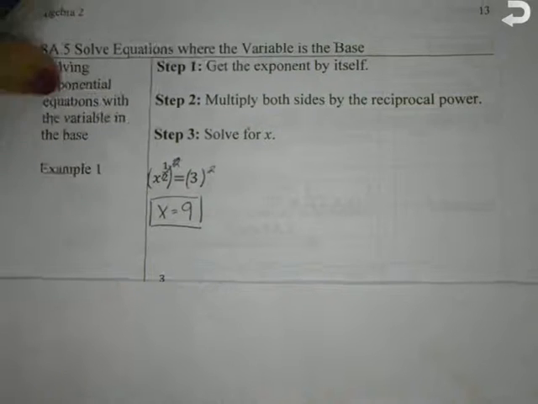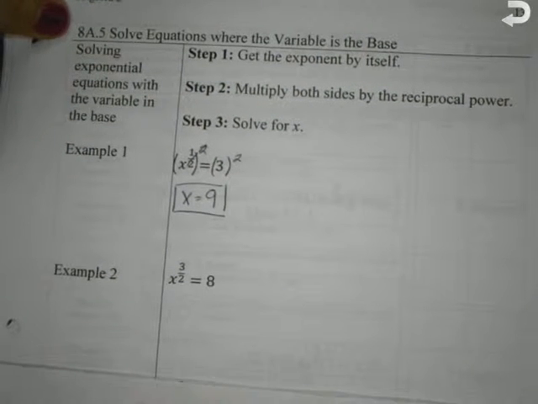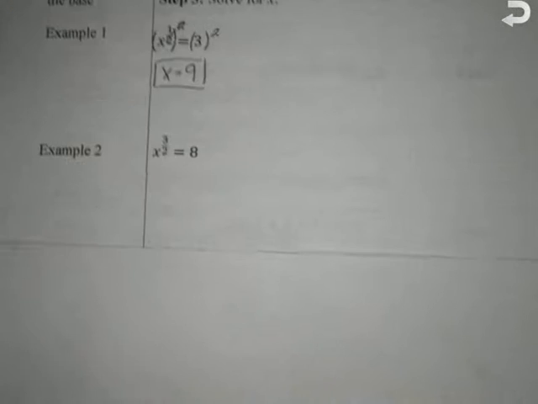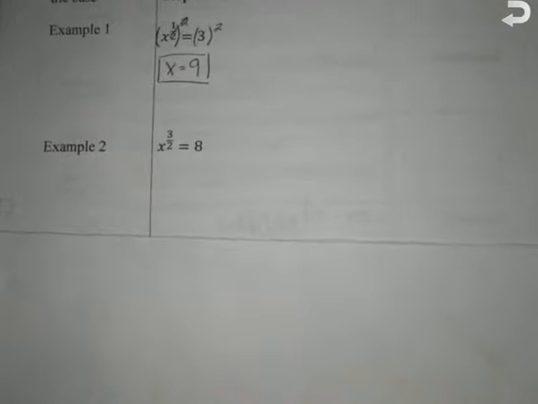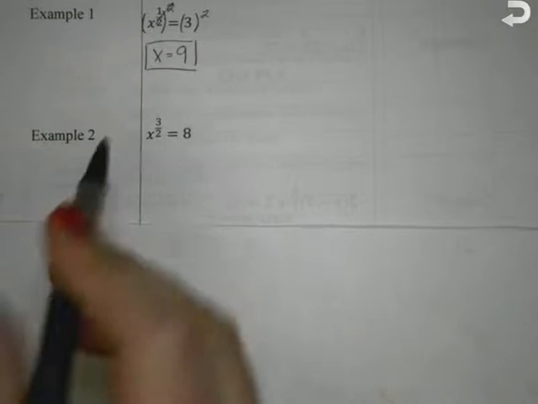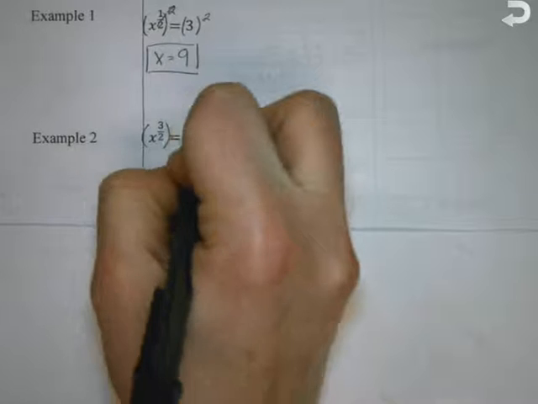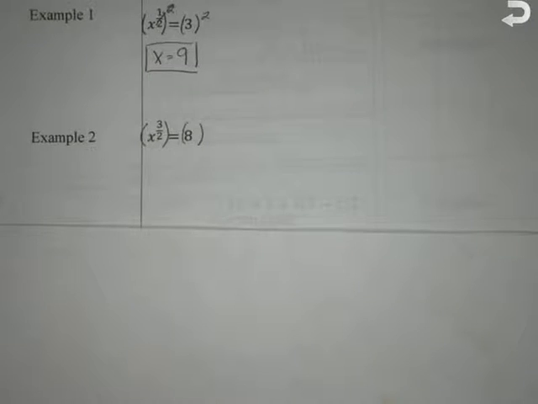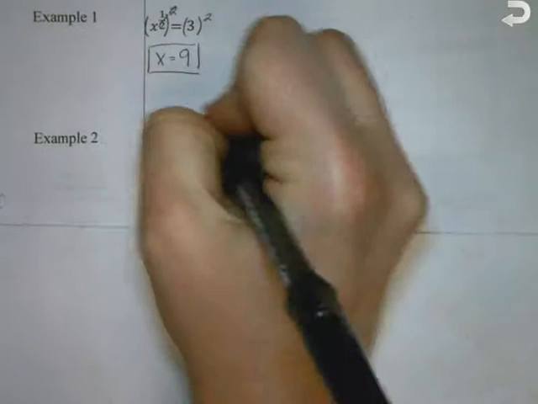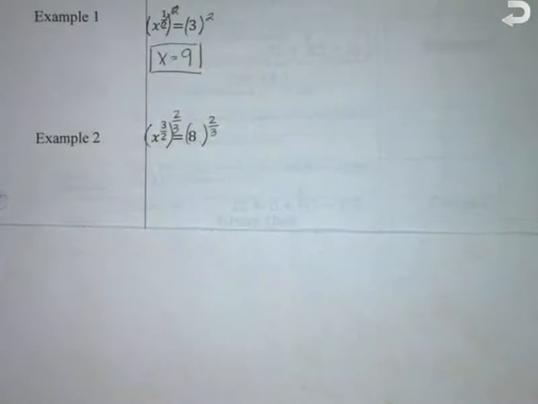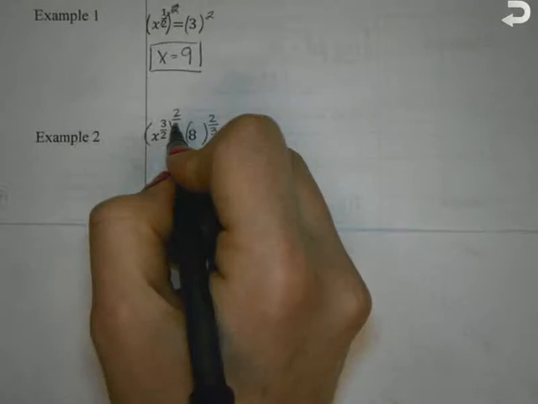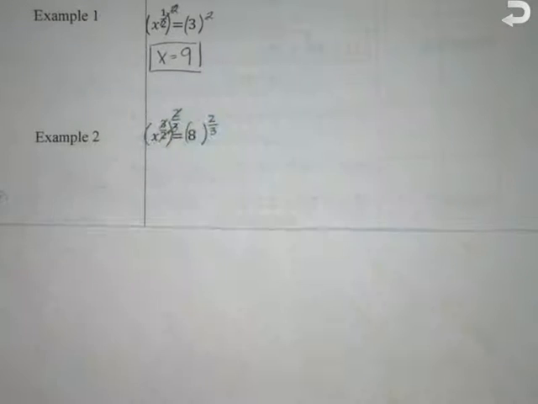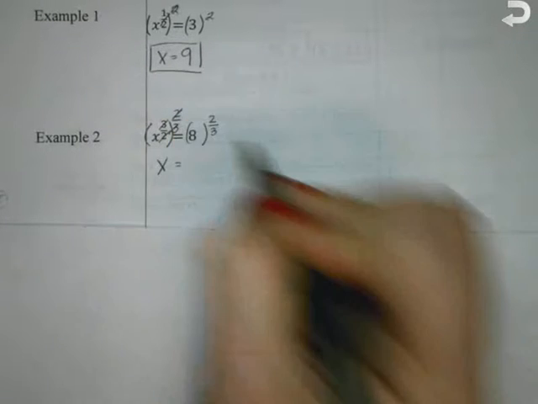Okay, so let's look at number 2. x to the 3/2 equals 8. So we need to get rid of that 3/2 exponent. So we're going to raise both sides to the reciprocal power, which is 2/3. Okay. So now these guys cancel, so we have just x by itself equals 8 to the 2/3.